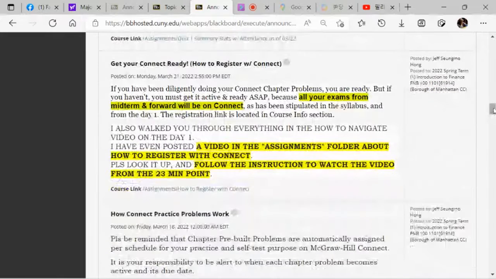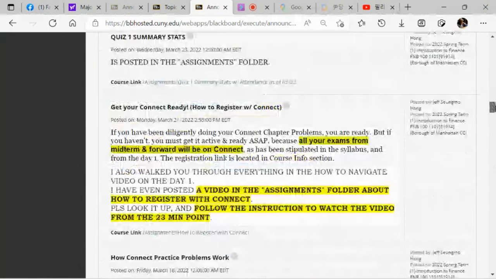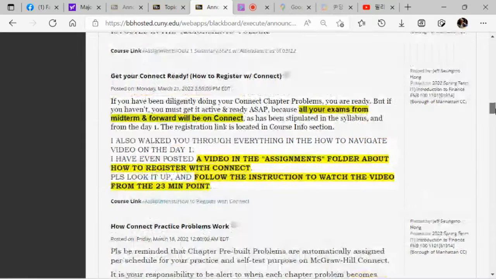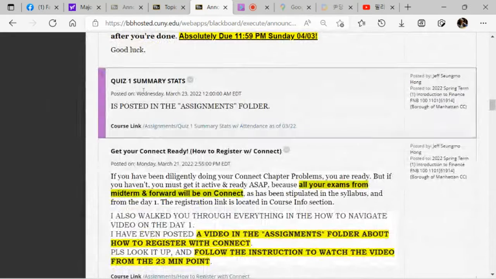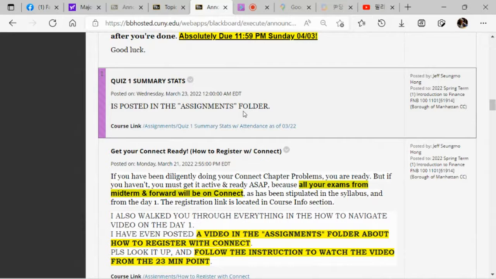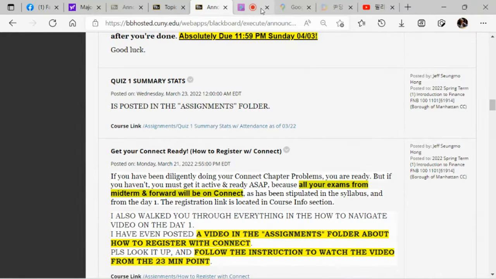Another thing, you need Connect access, because absolutely all your exams from the midterm and forward will be on Connect. So please make sure you activate your Connect access, if you haven't done it yet. Quiz one, summary statistics, is posted in the assignments folder. All righty.